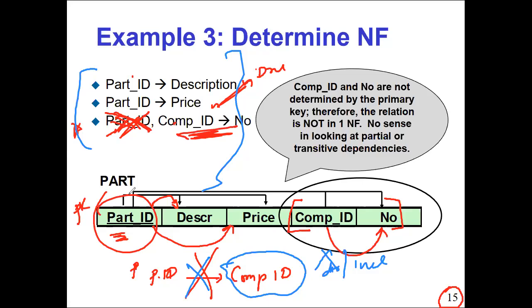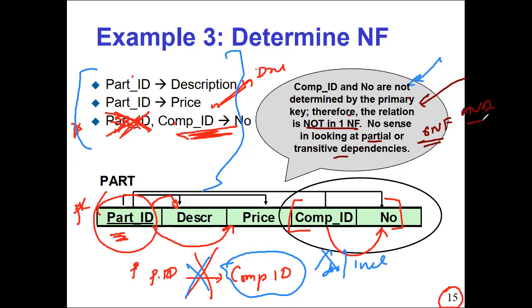That is very direct. You can read there. Comp ID and number are not determined by the primary key. Therefore, the relation is not 1NF. No sense in looking for the partial or transitive. You don't need to look at the partial or transitive because this is 0NF already.